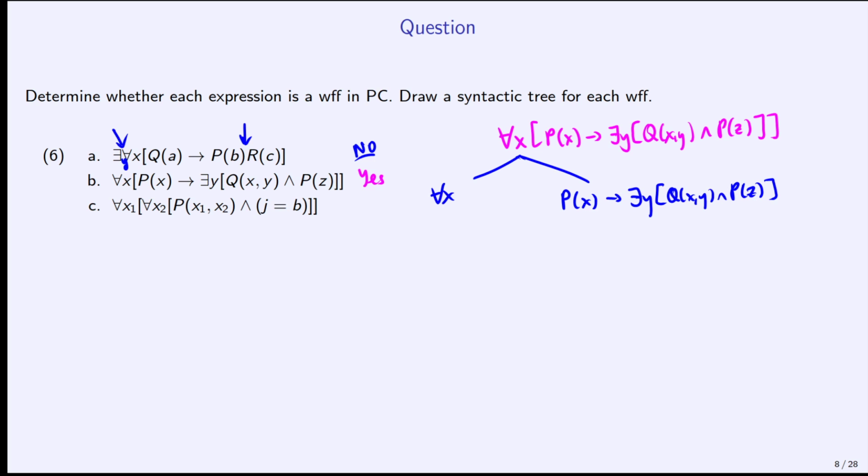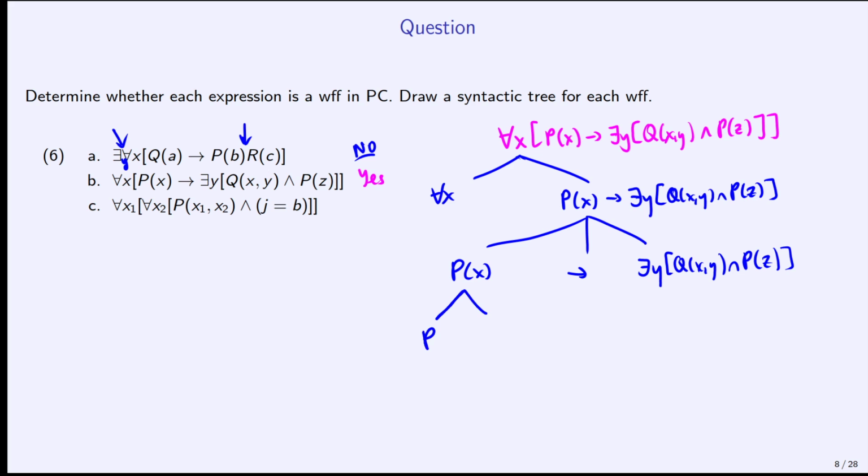Okay, at this point we have a conditional connecting 2 things. We have Px on the left, and exists a y, Qxy and Pz on the right. So we can split this into 3 components: Px, the arrow, and there exists a y such that Qxy and Pz. Fantastic.